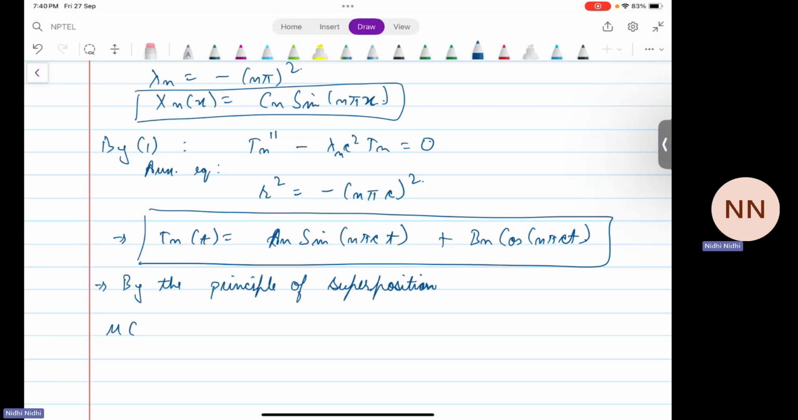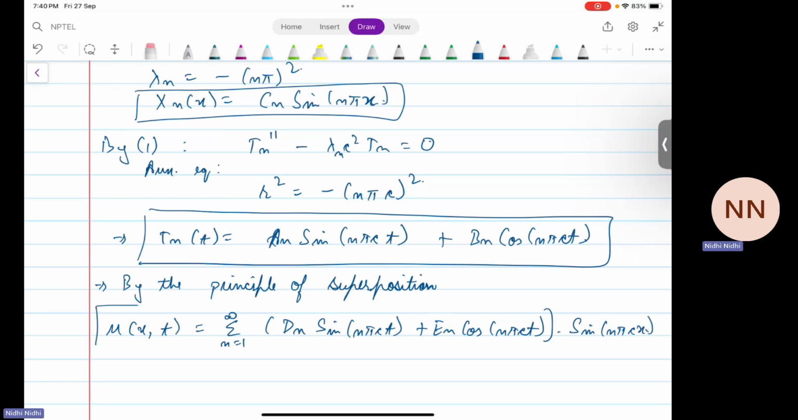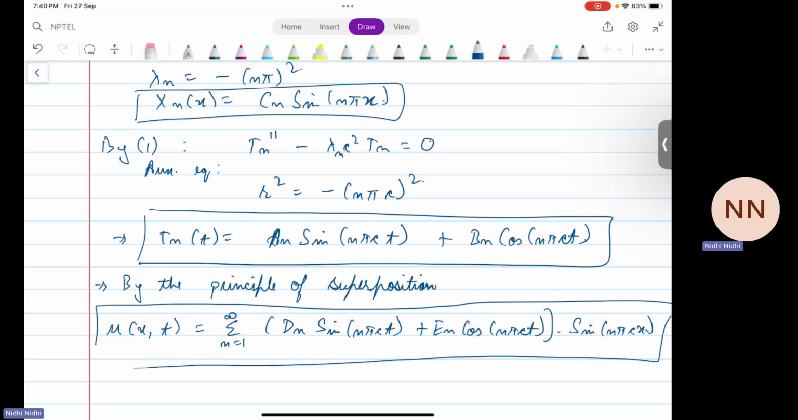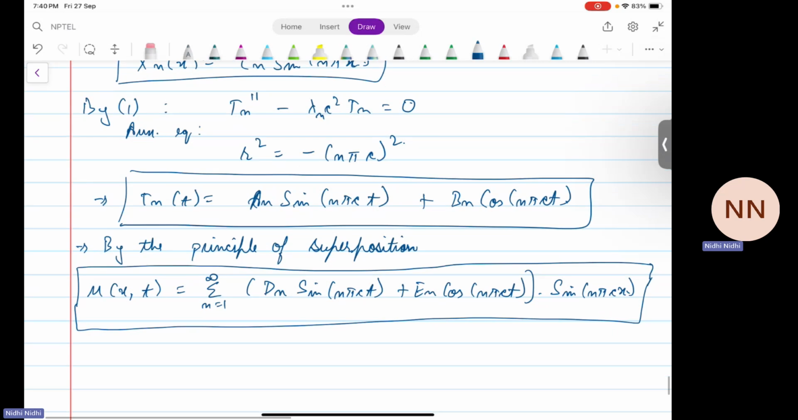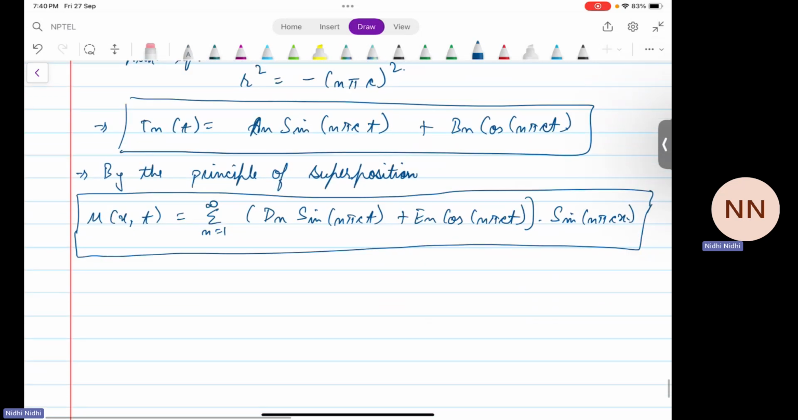u(x,t) is equal to summation n from 1 to infinity. We will write some other constants D_n sine n pi ct plus E_n cos n pi ct times sine n pi x. So this is our general solution. Now this time we need to find the coefficients D_n as well as E_n. So for that we have two conditions, two initial conditions.